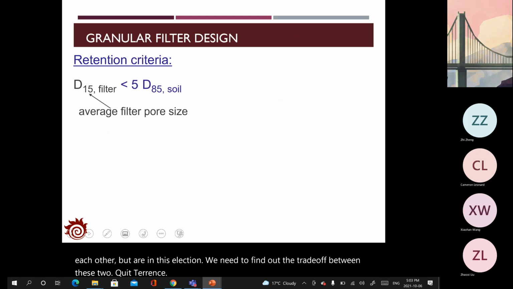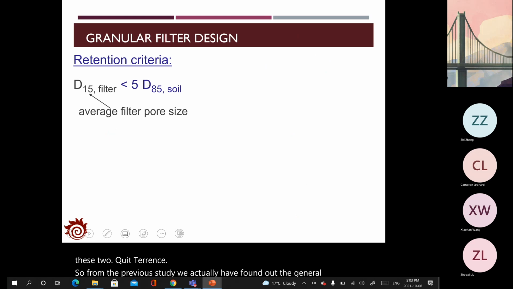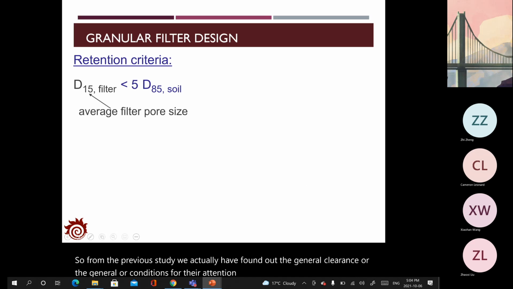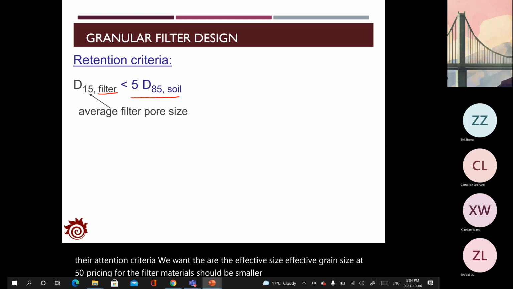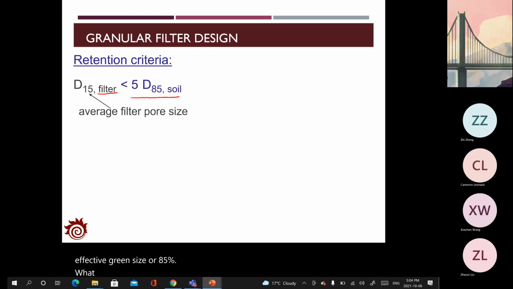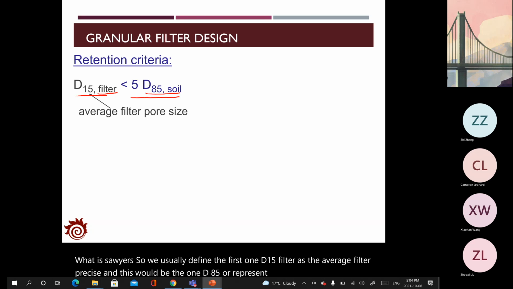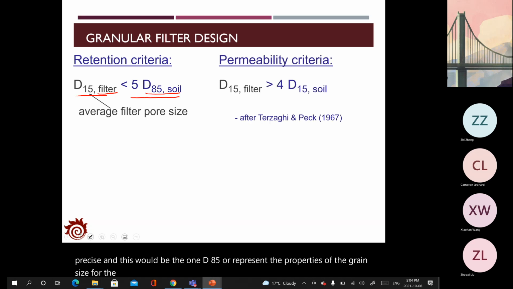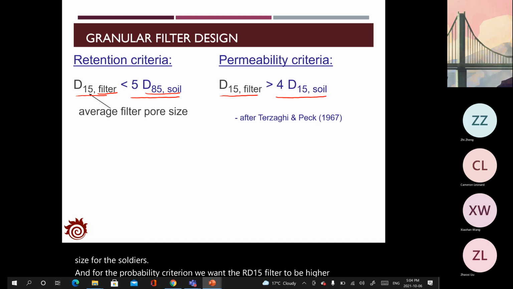From previous studies, we have found the general conditions for the retention and the permeability criteria. First of all, for the retention criterion, we want the effective grain size at 50% passing for the filter materials, D50 filter, to be smaller than 5 times the effective grain size at 85% passing for the soils, D85 soil. We usually define D15 filter as the average filter pore size, and D85 represents the grain size for the soils. And for the permeability criterion, we want D15 filter to be higher than 4 times D15 soil.